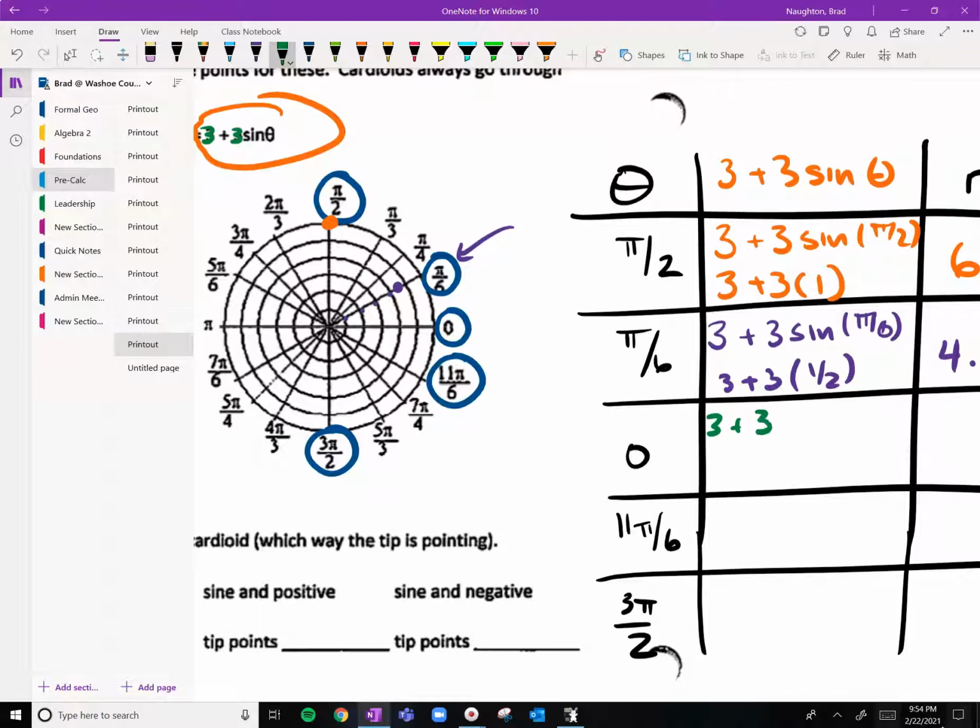So 3 plus 3 sine 0. So the sine of 0 is going to be 0. So 3 plus 0 is going to be 3. So 0, 1, 2, 3. There we go.